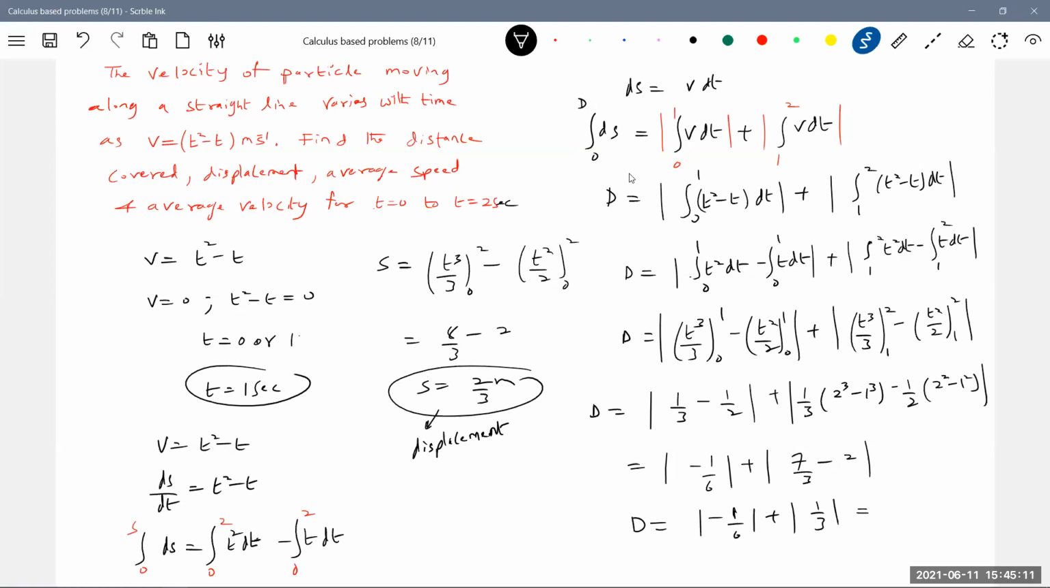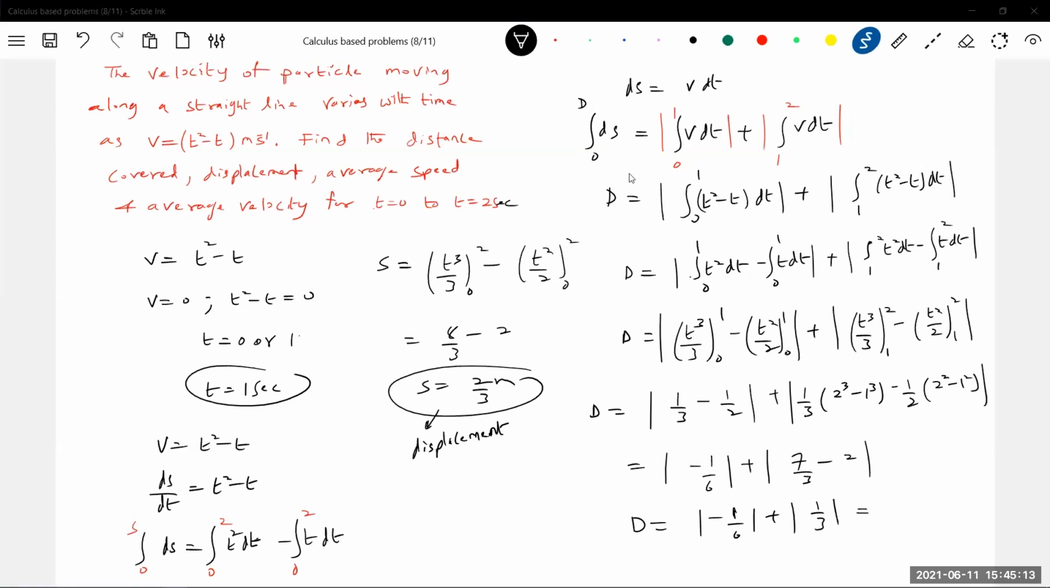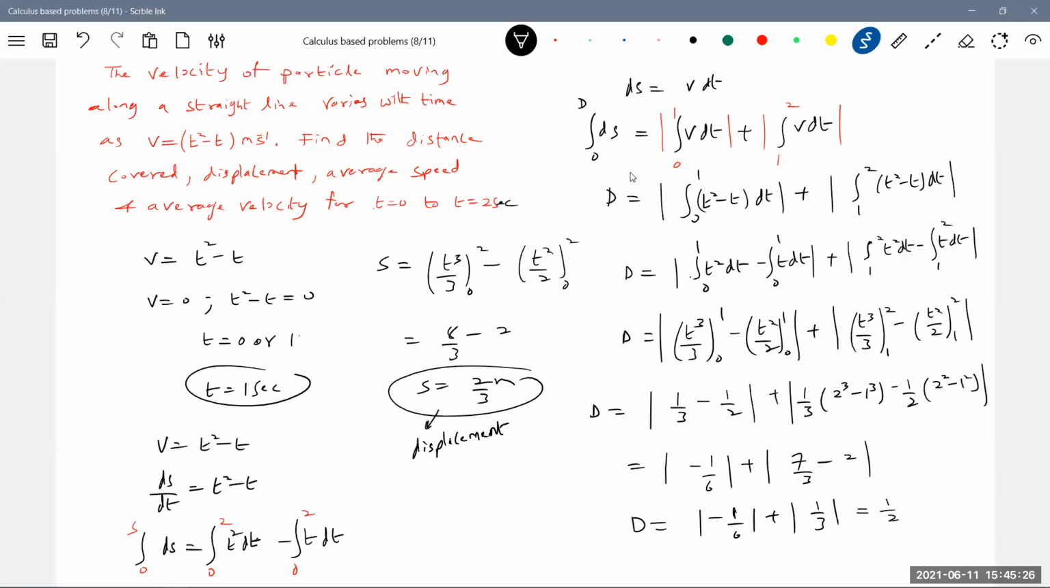Distance covered. Anybody value how much it is? Sir, the 7 by 3 minus 3 by 2, sir. Half, 0.5. 7 by 3 minus 3 by 2, okay, sir. 1 by 3.